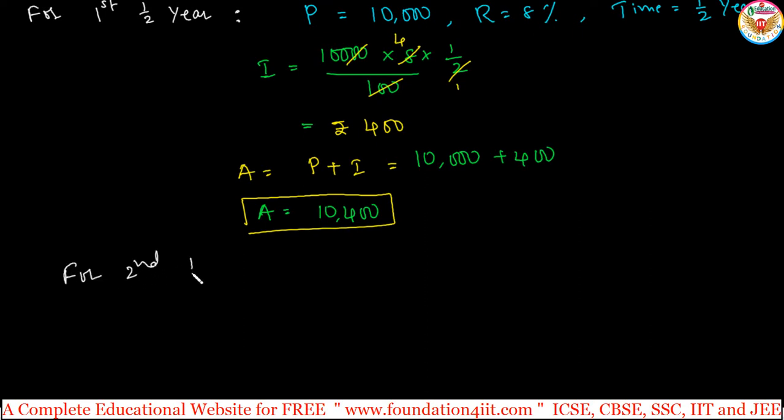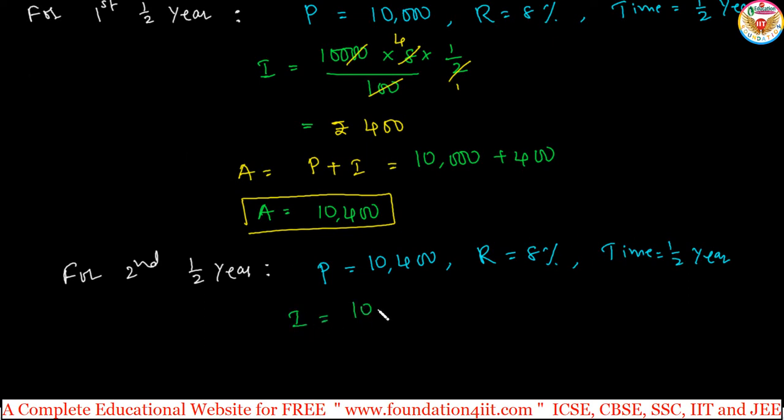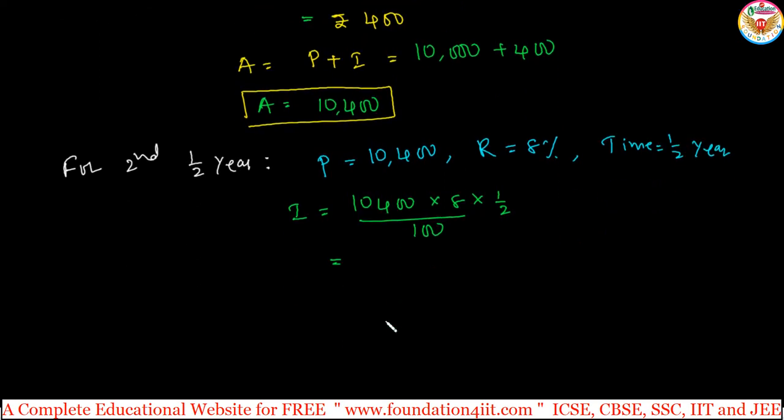For the second half year, don't get confused. P becomes the first half year amount, that is 10,400. Same rate of interest, 8%, and time is equal to half year, one more half year. You can calculate the interest now. So I is equal to 10,400 into 8 into 1/2 divided by 100. We can simplify this to get the interest.